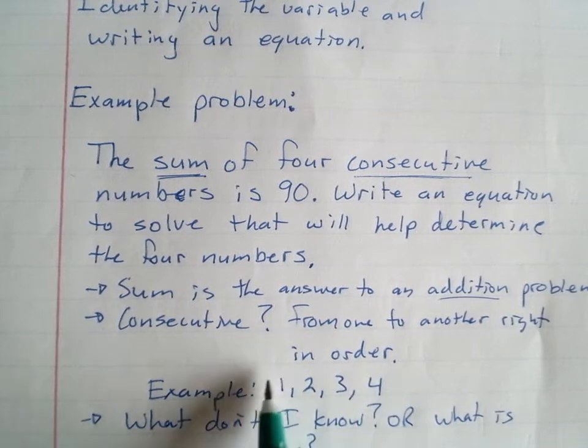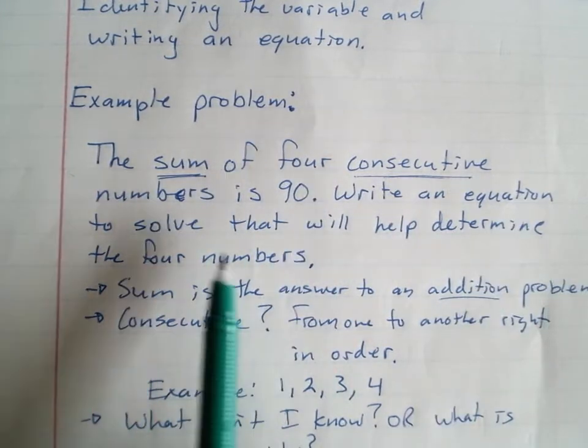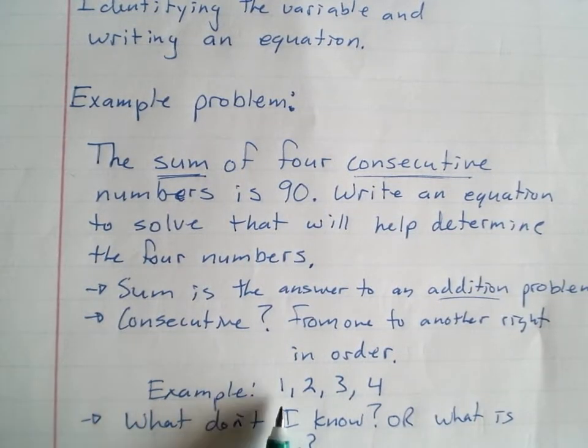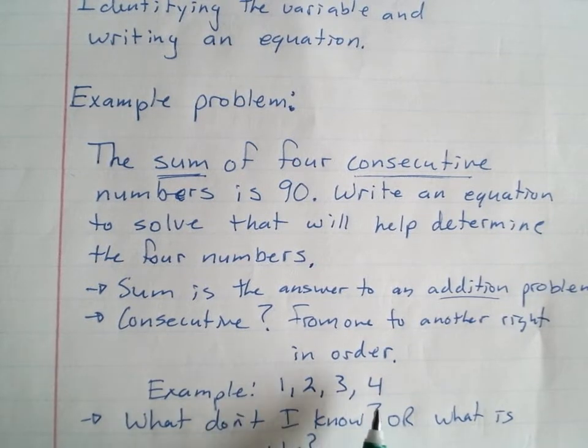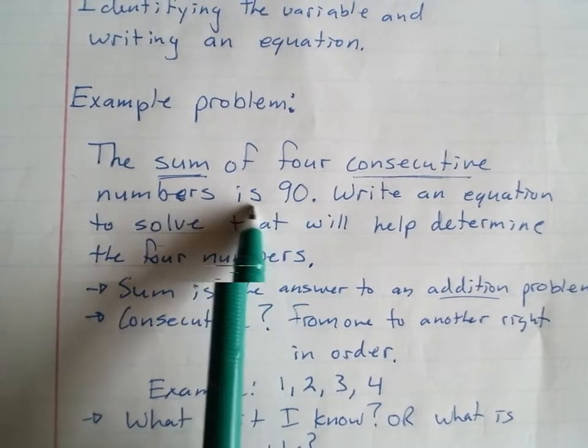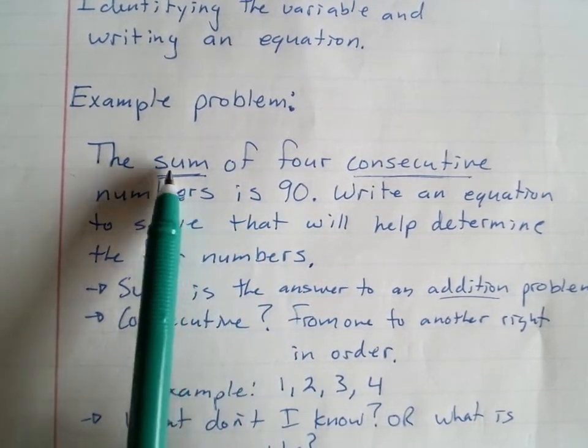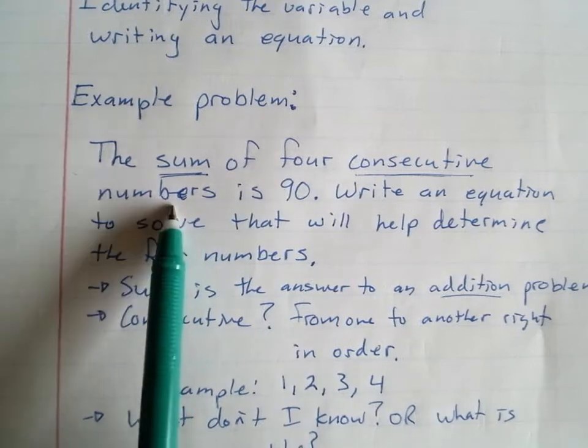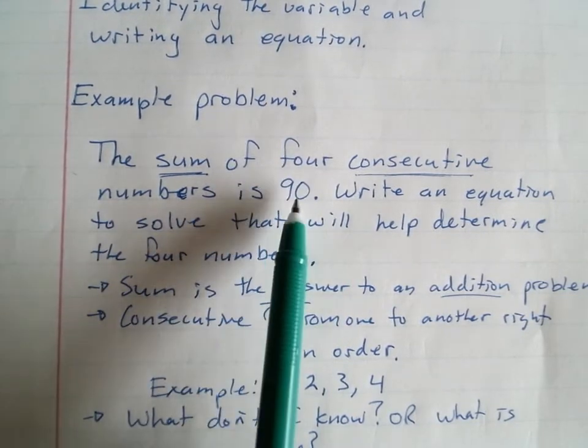So I'm going to use this as my base as I try to explain how to write an equation to help us with this, all right? Because I'm going to go back and go 1, 2, 3, 4. These are an example of consecutive numbers. How can I use that to write an equation? All right. So now I'm going to read it again. The sum of 4 consecutive numbers is 90. That means that's what it's going to add up to, right? So the sum of 4 consecutive numbers is going to add up to 90.